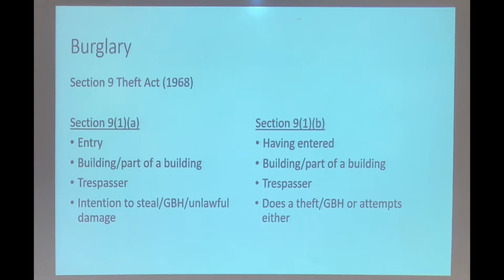9.1b, however, is once they're in the building, having entered the building as a trespasser or part of the building, they then actually do a theft, or a GBH, or attempt either of those. Notice that it misses unlawful damage there. That is only in 9.1a, and we'll come back to that when we look at the AO3 essay. So 9.1b is very much about what you do in the building. 9.1a is what you were thinking as you entered the building, and that's the difference.